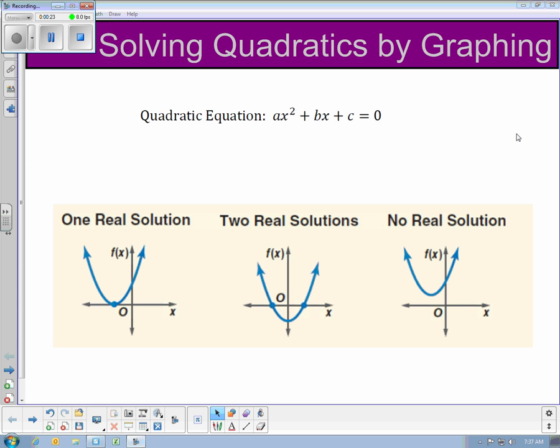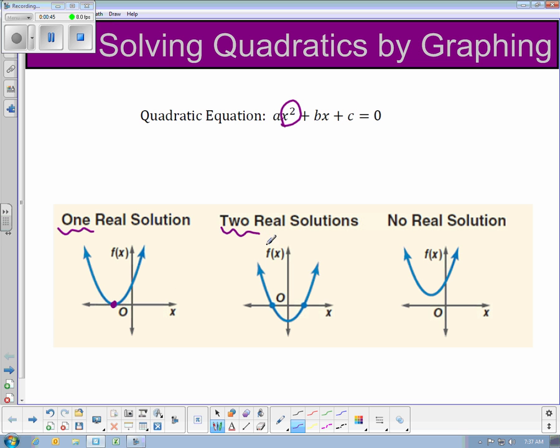So just a reminder, a quadratic equation is an equation that has an x squared term. So any equation that has an x squared term gives us a quadratic equation. And these are the three types of solutions to that quadratic. You've got one possibility of a solution. That's when the quadratic equation crosses the x-axis only one time.